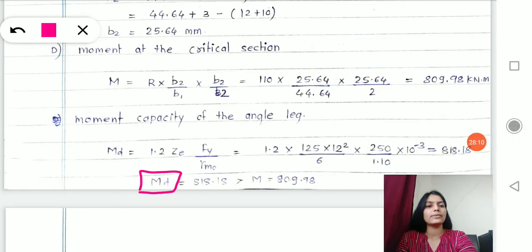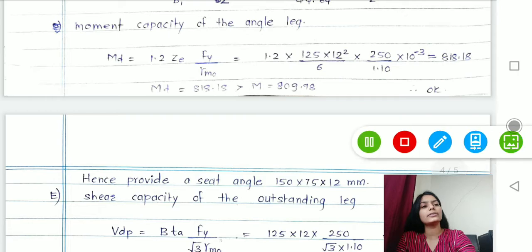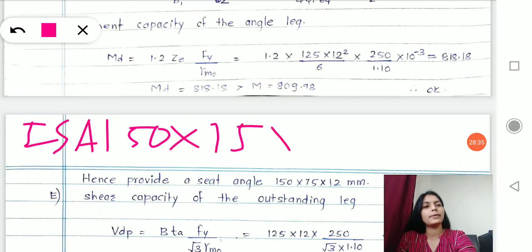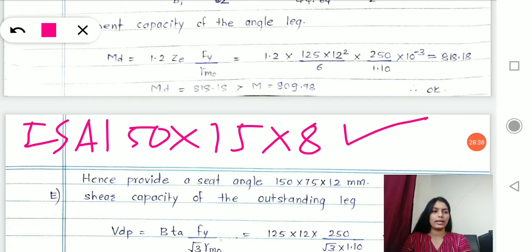Design moment MD will be 818.18, which is greater than the 808.98. Okay, and that's why I can say the section which I chose, ISA 150 by 75 by 12, is okay. We can use it. How can we use it? Because my MD value is greater than the critical moment coming across that section.